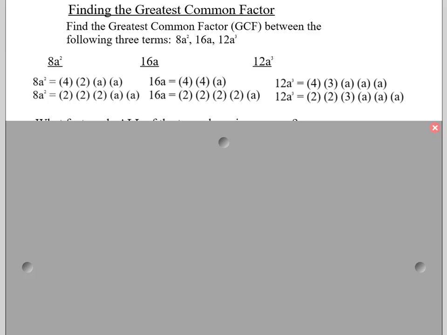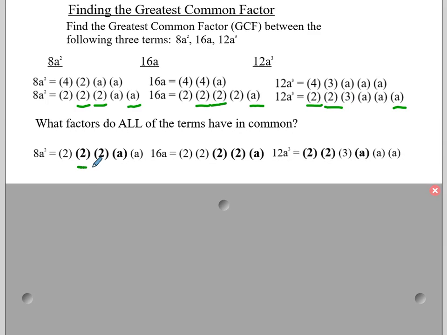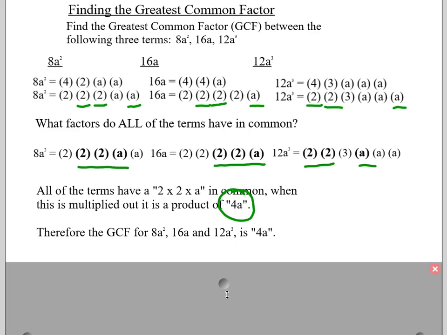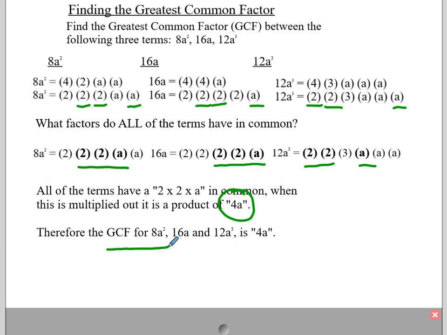So if you look, they all have an A. Okay, they don't have anything more than that. They have, I see, at least 2 2's. Okay, and then I don't see anything else that they have in common to all three of them. So the greatest common factor is 2, 2, and an A for all of them. And when we multiply that together, we get 4A. So the greatest common factor for these three terms is 4A. Okay, so that's the approach.